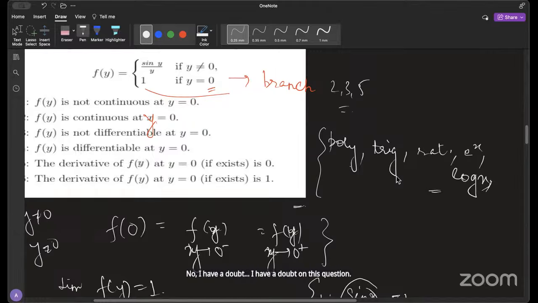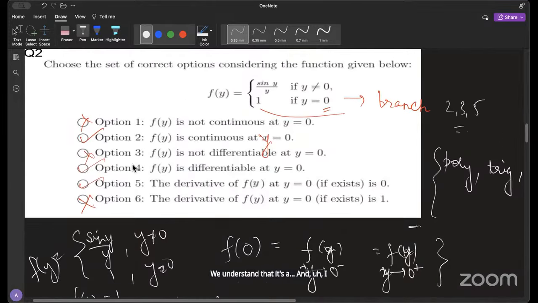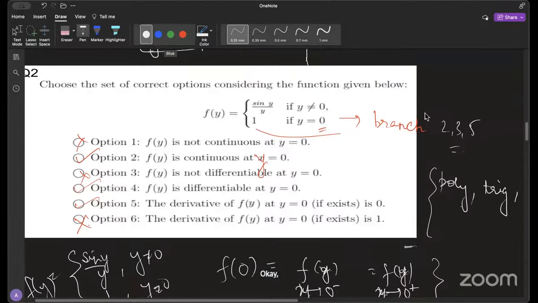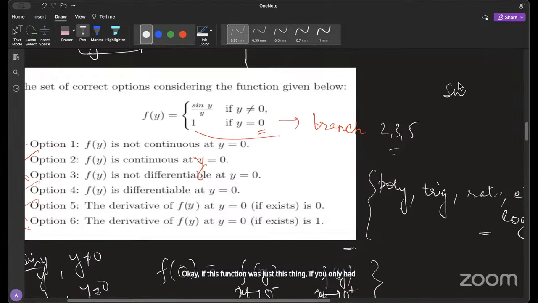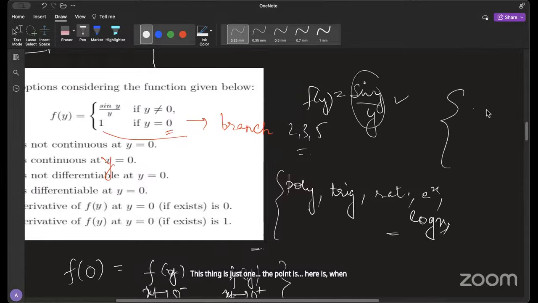See, once we find out that this function is continuous, we understand that it's a smooth curve. So I can directly use the u by v method to find the differentiation at 0, no? Sin y by y, u by v. Okay, if this function was just sine y by y equals fy, then you can use the u by v thing, because we know that this thing is just one. The point here is that when you have two branches, the things at the breaking point can change, and that goes for continuity too.